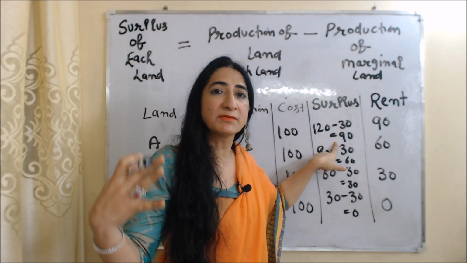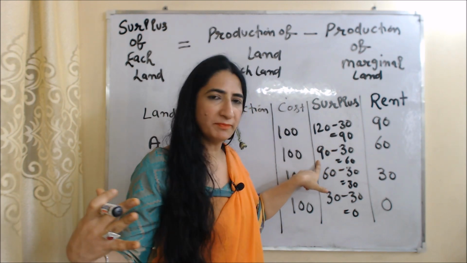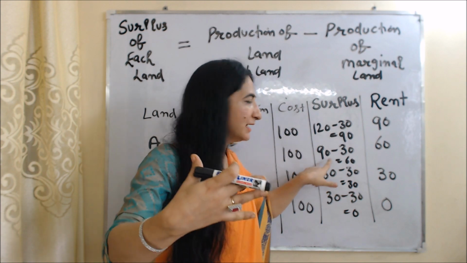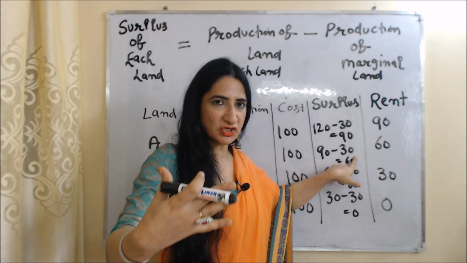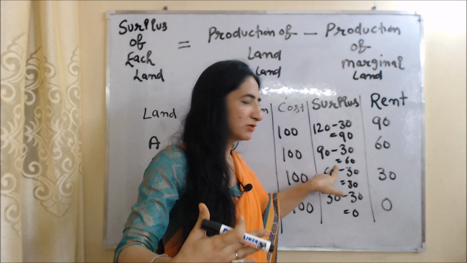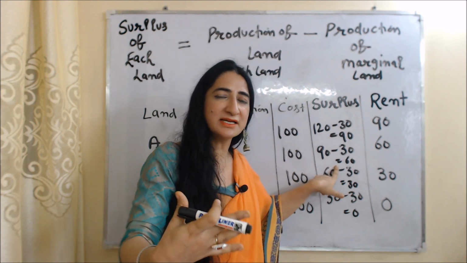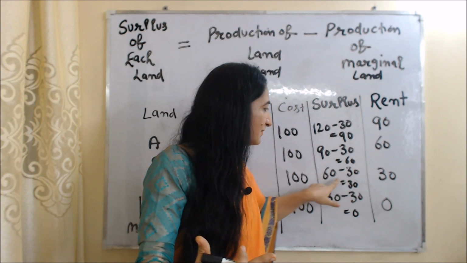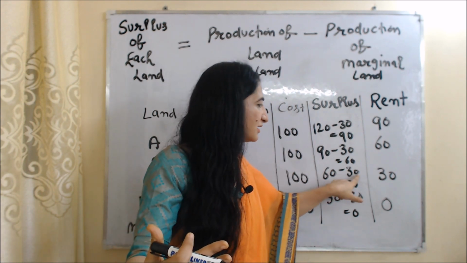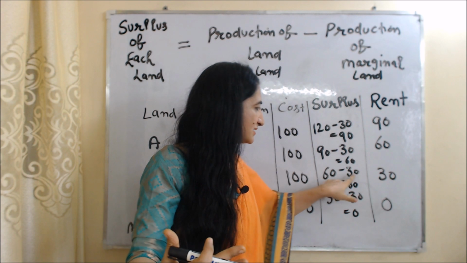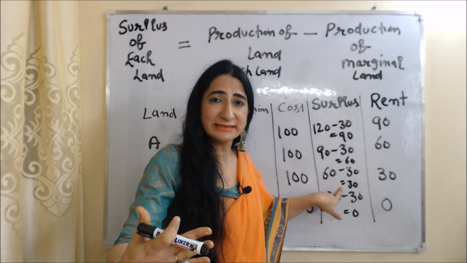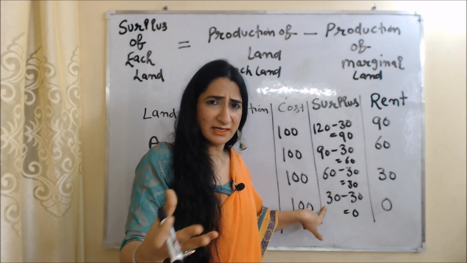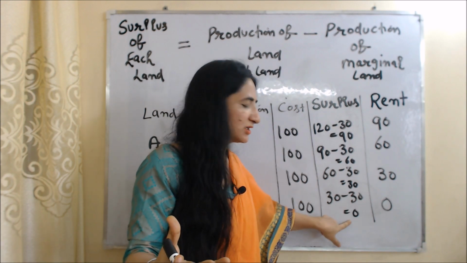So 90 is surplus of A land, and surplus of B land is 90 minus 30. 90 is production of B land and 30 is production of marginal land. 90 minus 30 is equal to 60. So we can say that 60 is surplus of B land, and surplus of C land is 60 minus 30. 60 is production of C land and 30 is production of marginal land. 60 minus 30 is equal to 30. So we can say that 30 is surplus of C land. D land is not giving any kind of surplus. 30 minus 30 is equal to 0.